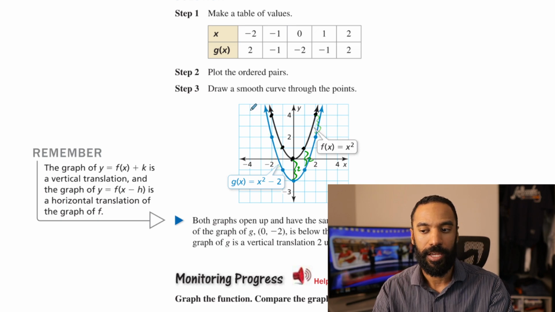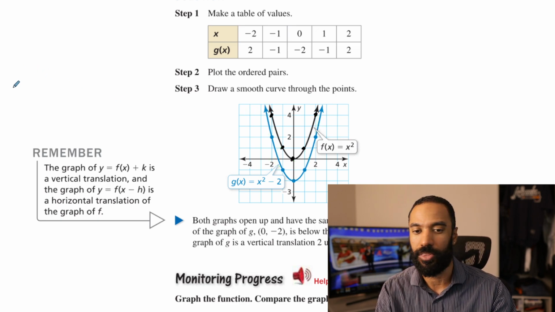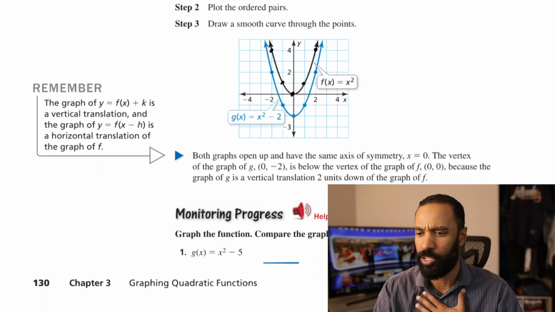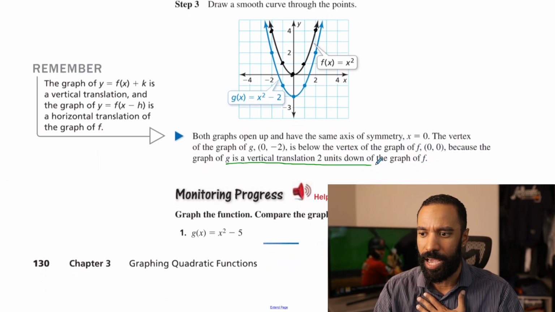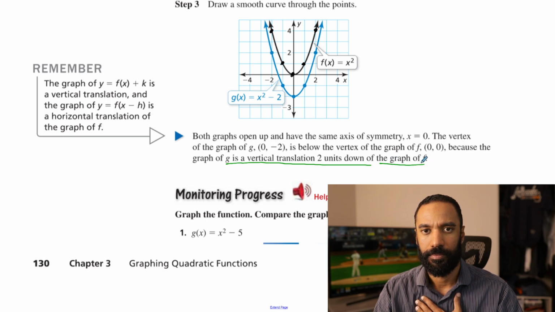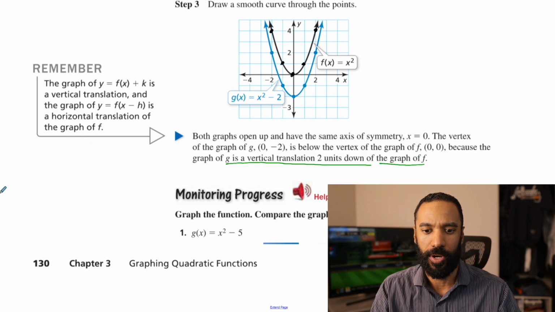That's how I would describe it. I know they mention things like here's the vertex, all that. I'm only going to describe the transformation when I do. So let me find that. The graph of g is a vertical translation 2 units down of the graph of f. So that's what I'd be looking for, the translation comparison.